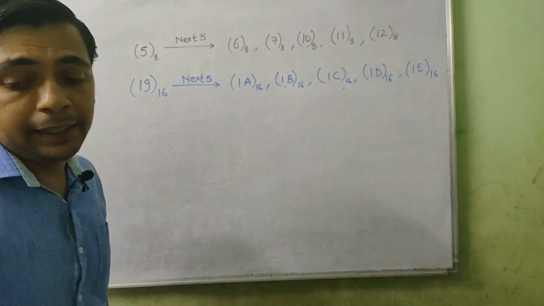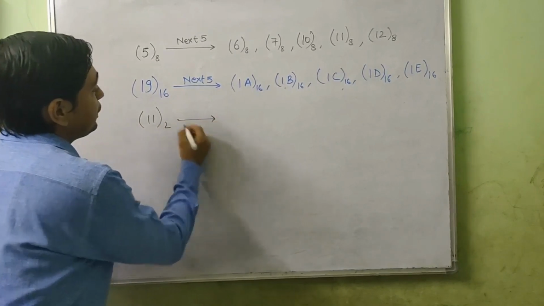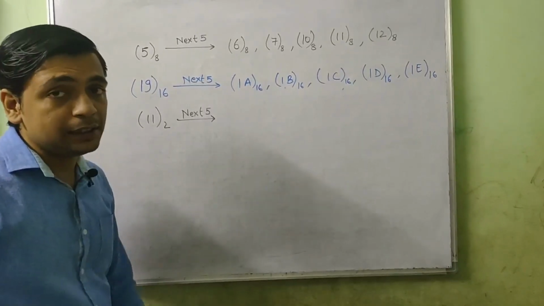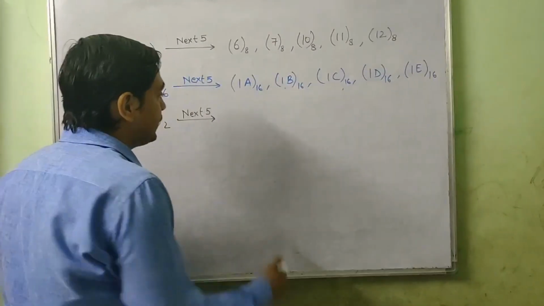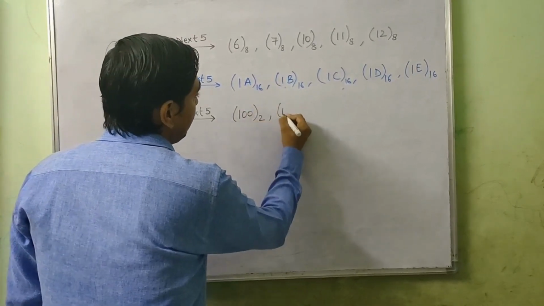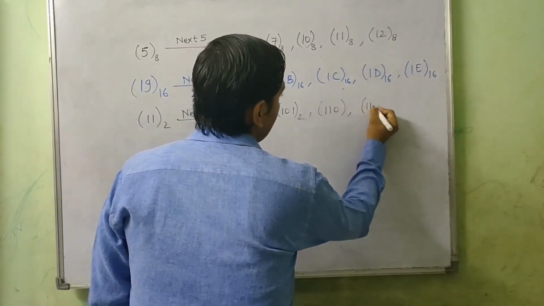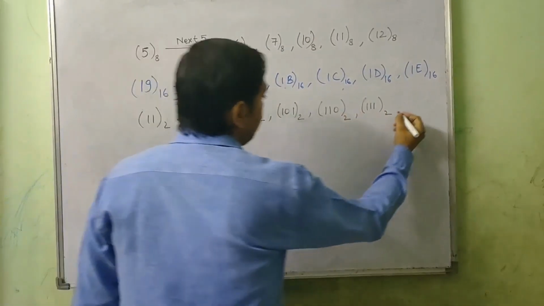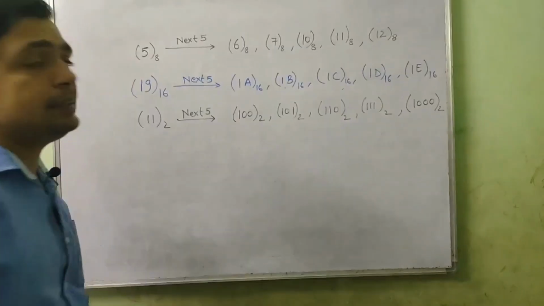Let's talk about binary. Okay, and let's see if the number is 11 in binary. What will be the next 5 numbers here? We know 11 is the largest 2-digit number in binary. So the next 5 will be in 3 digits definitely, or maybe in 4 digits. Let's see. So the next number after this will be 100. Then 101, then 110, then 111. And you know 111 is the largest 3-digit number. That means you have to go to 4 digits afterwards. So it's 1000. So these are the next 5 numbers in binary.